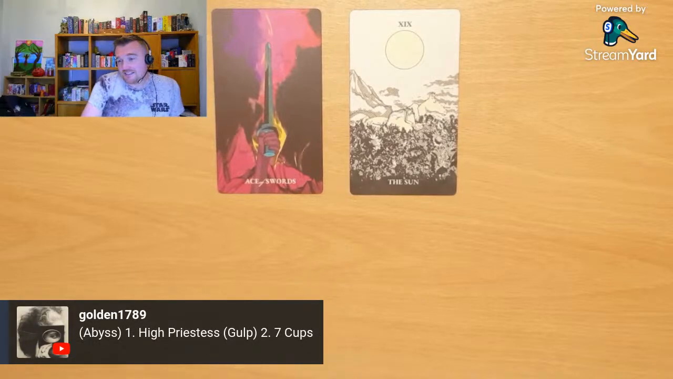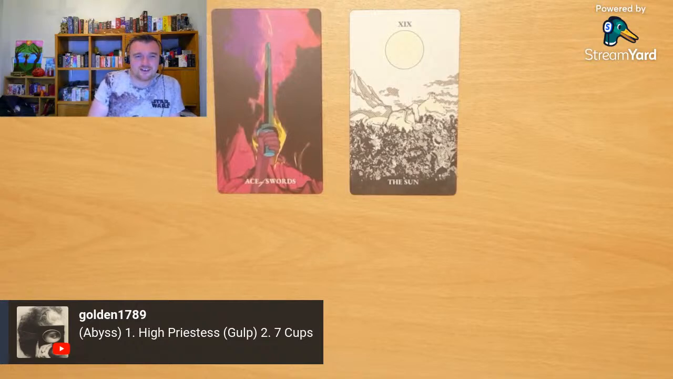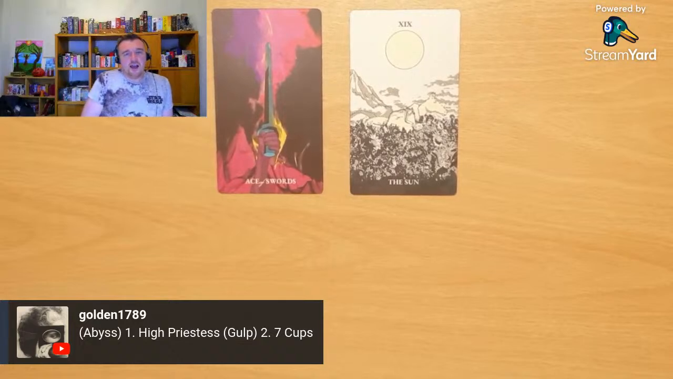High Priestess for the first card. Okay, so your core is the High Priestess, very nice, and the Seven of Cups is your emotion. Okay, so that could be taken a couple of ways. You give and receive love, so you show love through the choices that you make, or the Seven of Cups is sometimes a bit about fantasy and imagination. So I'm interested how you would interpret that.